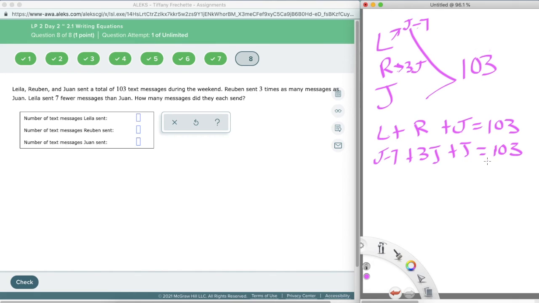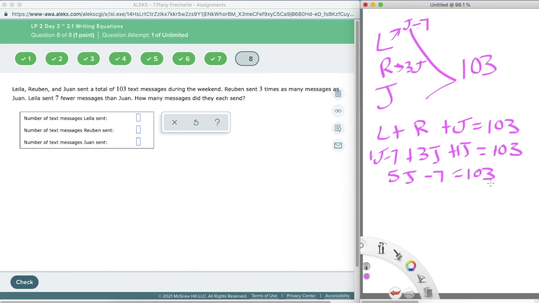So J plus 3J plus 1J. Remember, these are 1s: 1 plus 1 plus 3 is 5J, and then I have minus 7. I'm adding like terms, J, 3J, and 1J, and sorry, I didn't say that out loud. So now I've added like terms and I have no more simplification left to do. I need to solve this equation.